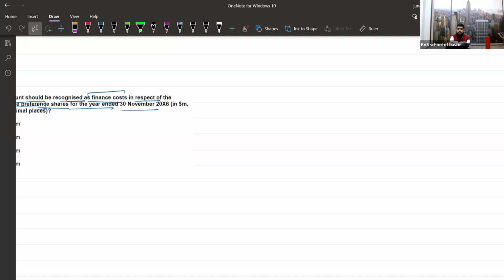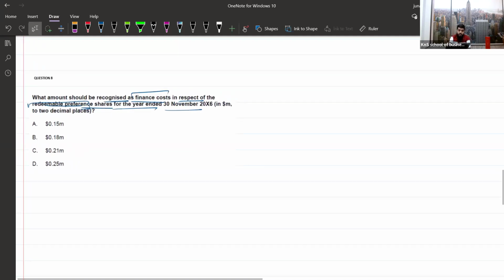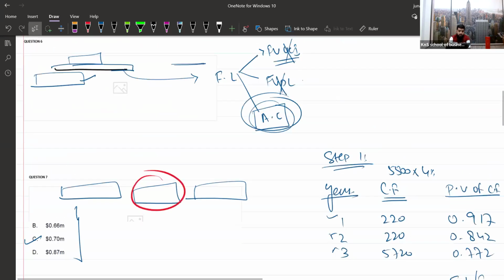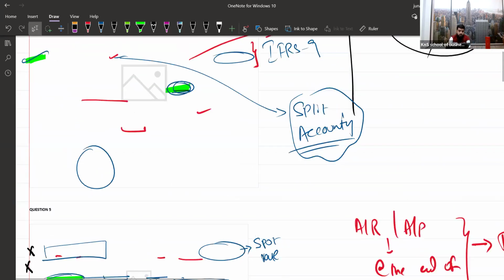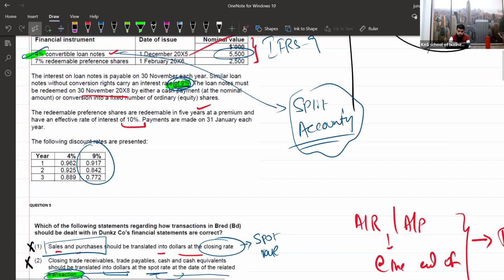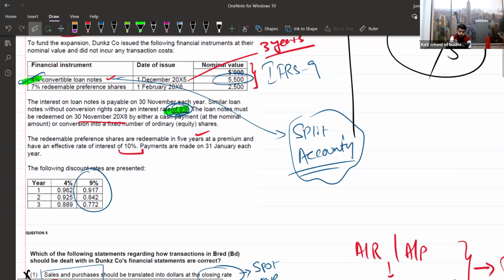Whenever there's a financial liability, in most situations we will be adopting the amortized cost method. First, try to recall the redeemable preference share area, and then we'll try to solve it. The redeemable preference share amount is 2,500, and we are issuing the liability instrument, and there is no transaction cost. If there had been any transaction cost, we must have deducted it from the amount of proceeds. Interest on loan notes is related to the convertible bond.